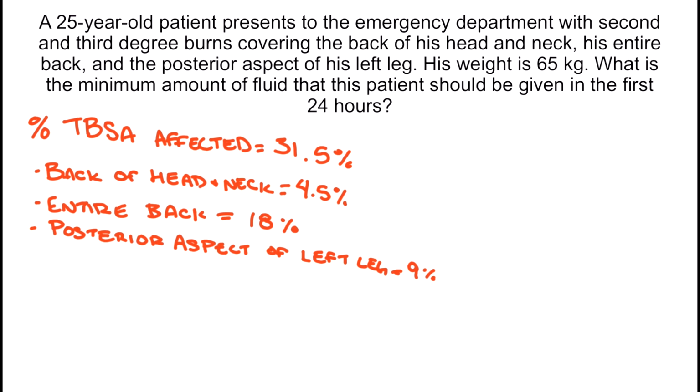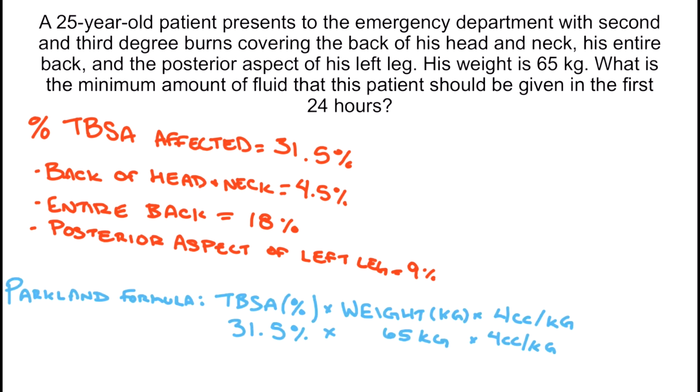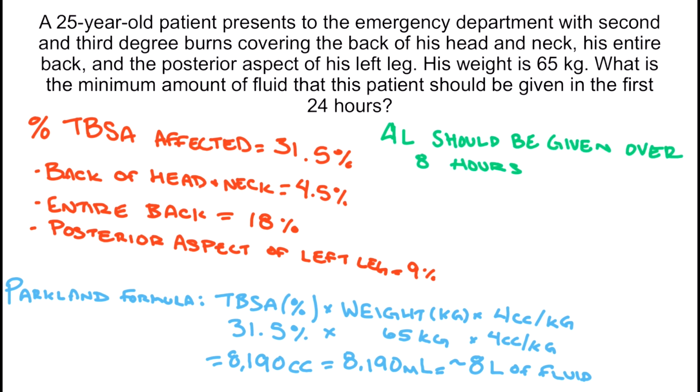The next step is to plug in this number along with his weight in kilograms into the Parkland formula as follows. Crunching the numbers, we get 8,190 cc's, or 8,190 milliliters of fluid, which means that this patient should receive roughly 8 liters of fluid in the first 24 hours. Per the Parkland formula, half of this fluid should be given in the first 8 hours, and the other half should be given over the next 16 hours.